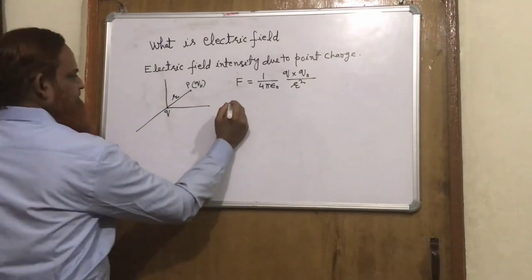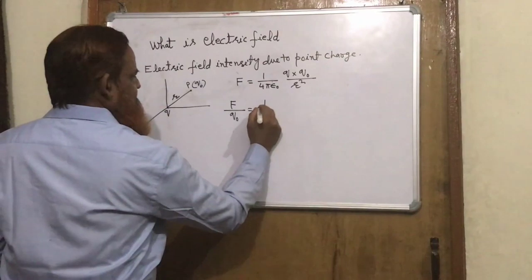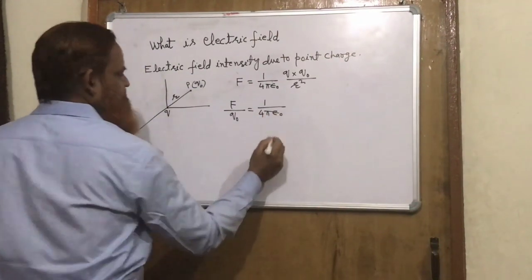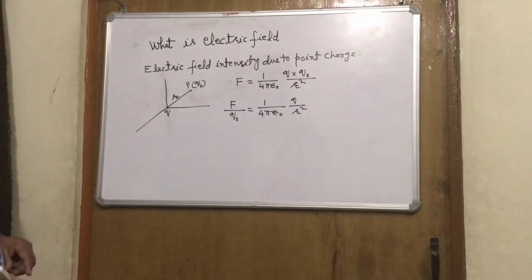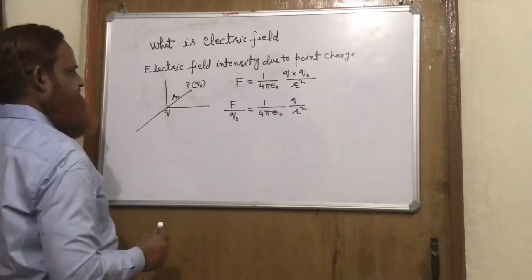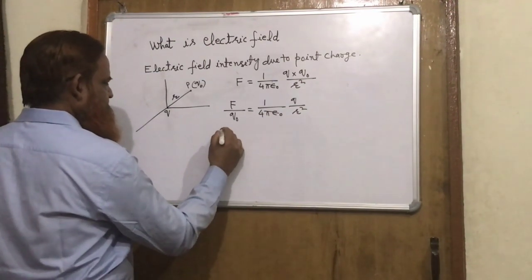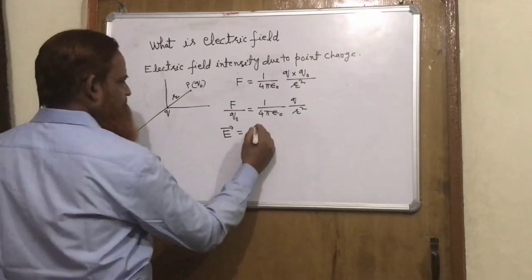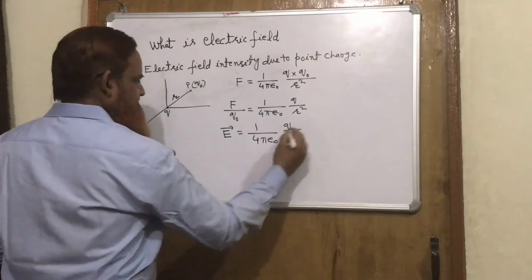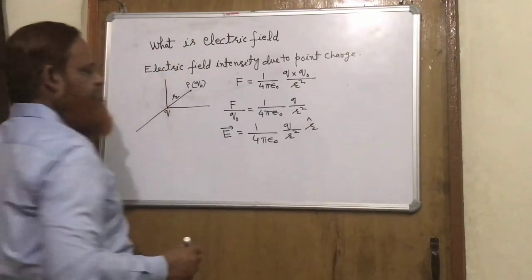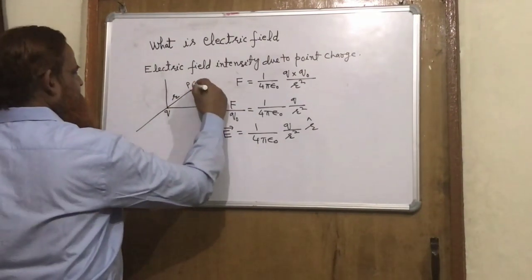So the force experienced by unit charge will be F by q naught, which is 1 by 4 pi epsilon naught q by r square. And as we know by definition, the force experienced by unit charge is known as electric field intensity. It is denoted by E. So E is equal to 1 upon 4 pi epsilon naught q by r square r cap. r cap is the direction, it is a unit vector.